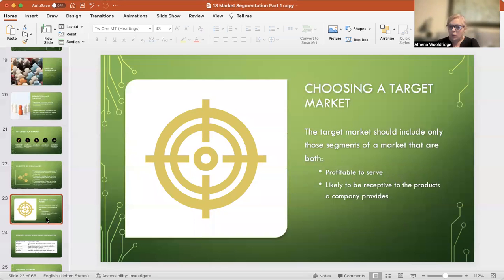Choosing a market. We want somebody that is profitable to serve, and we want them to be receptive to our products.